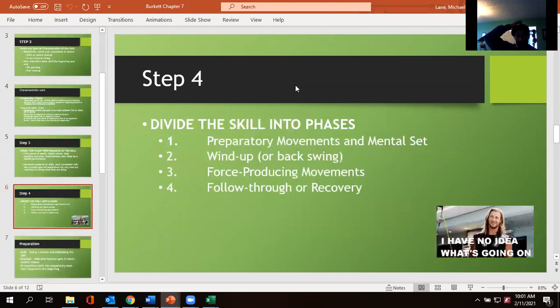Now, once there, we divide the skill into 4 separate phases. The first phase being the preparatory movement. So this is the mental set. So this is getting set up. So if we're talking about a baseball pitcher, this is going to be literally getting into the windup or the stretch position. Now, then we have the windup itself. This is going to be the backswing. If we're talking about a vertical jump, this is going to be the dip when you're going into the bottom of the drop before you're going to go ahead and jump as high as you can.